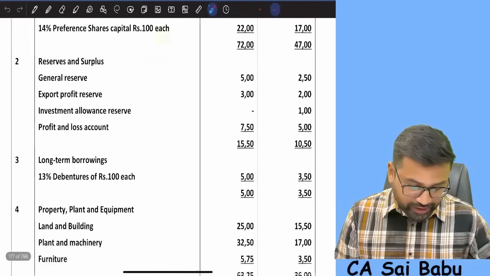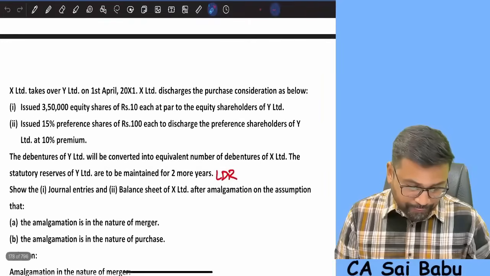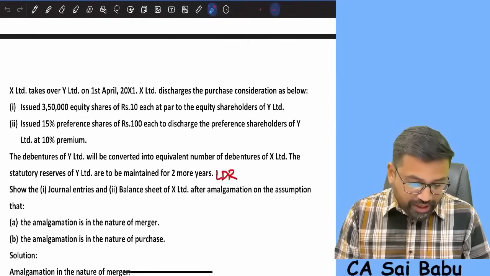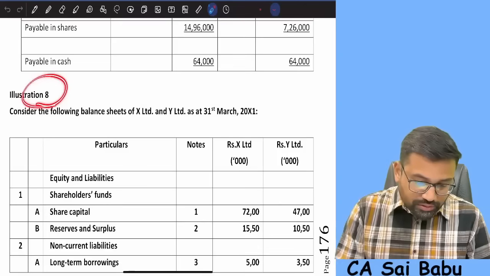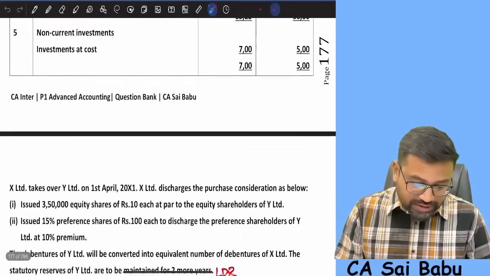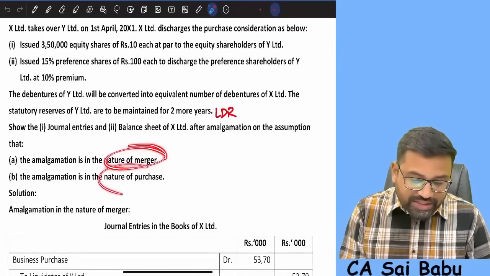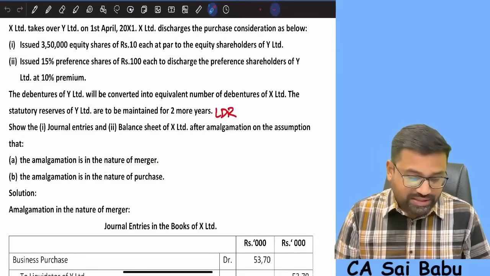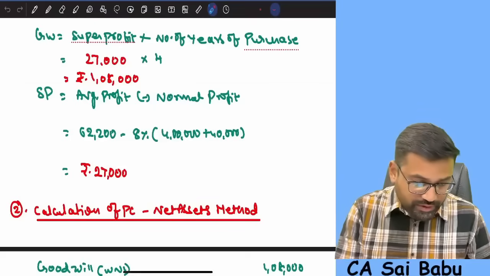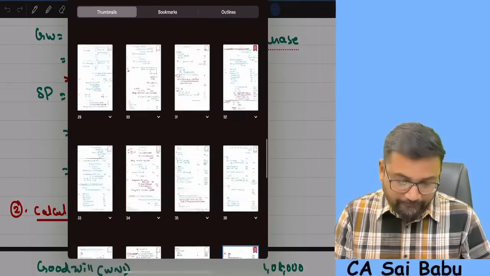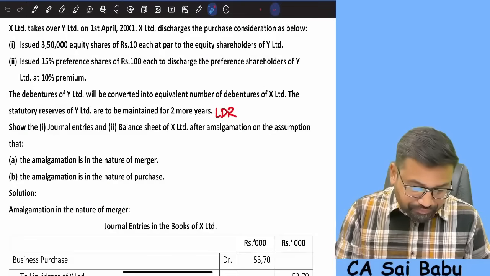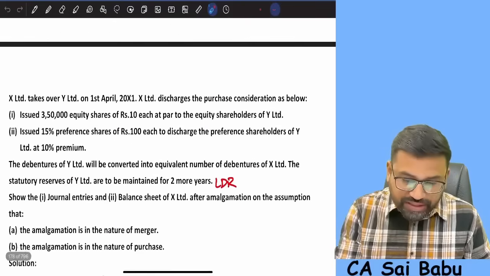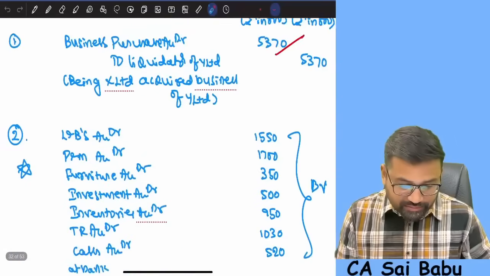Illustration number 8 and 9, sir. You know, illustration number 8, sir. Actually, in this illustration, they have asked both the cases, amalgamation in the nature of merger as well as purchase. Both the cases they have asked, sir. Now, illustration 8, suppose it is amalgamation in the nature of merger, sir.